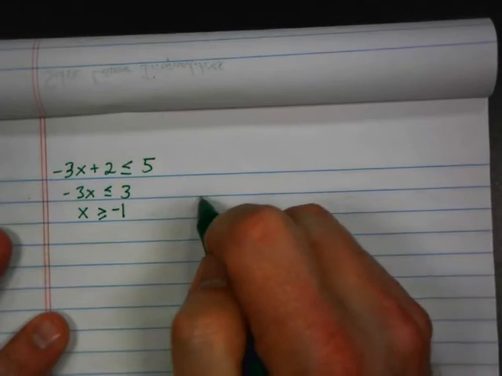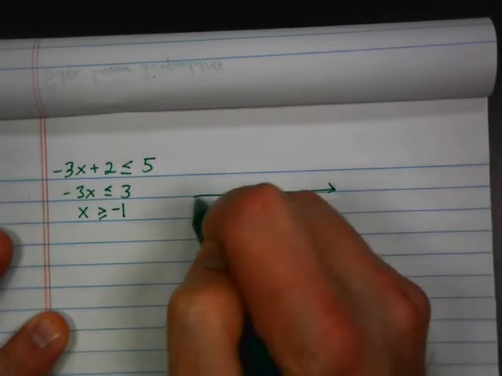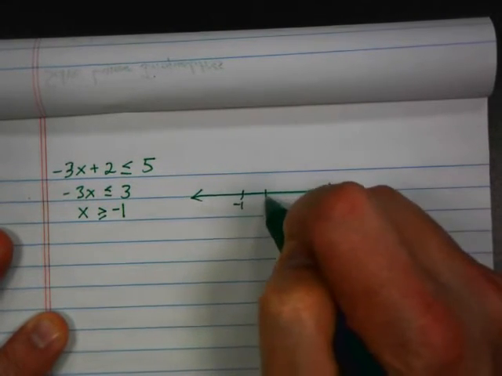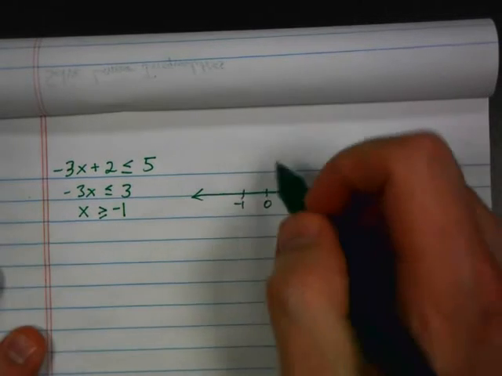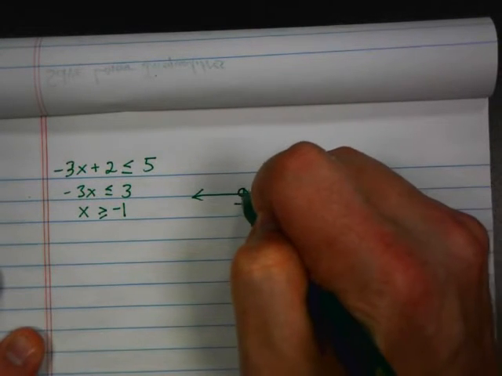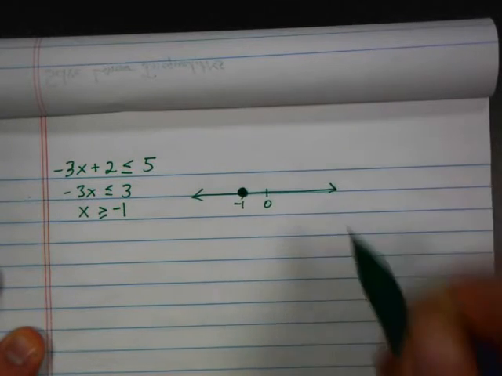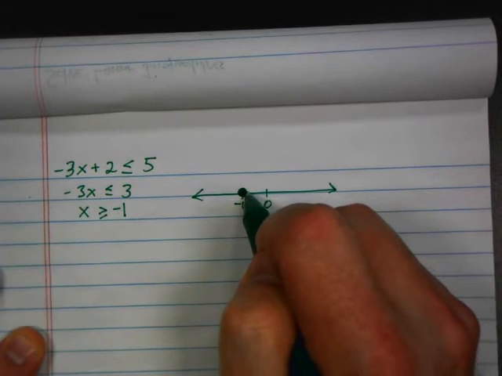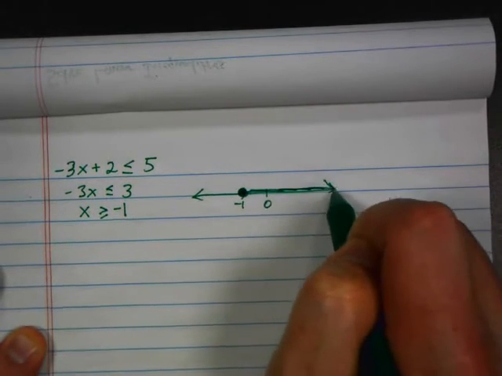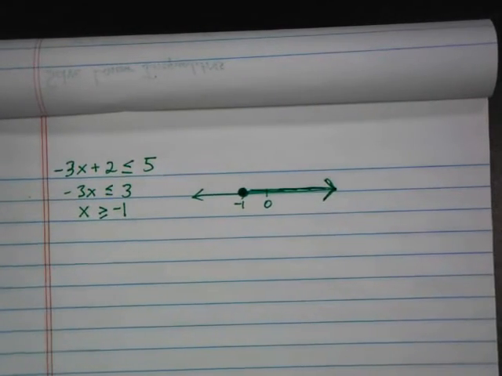I draw my number line. Here's -1, here's 0. You don't have to mark a lot of numbers on your number line. Just a couple is good. What do I write at -1? A circle, and then I fill it in. Why do I fill this one in? Because I have the equal sign. When I have the equal sign, I draw my circle, and I fill it in. Which way am I going to shade? To the right. Why to the right? Because it's greater than. So that would be my number line.